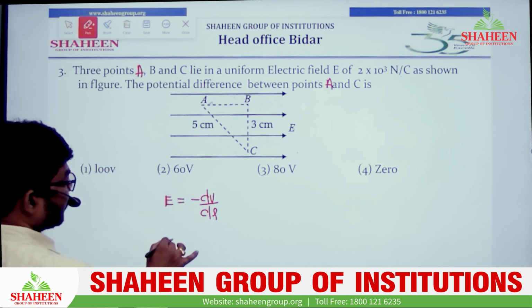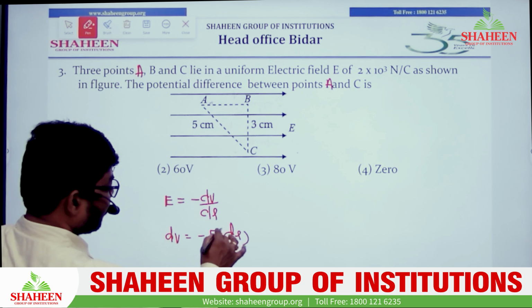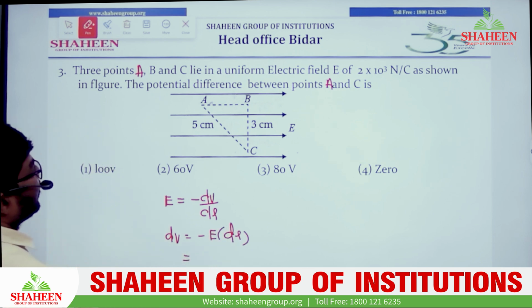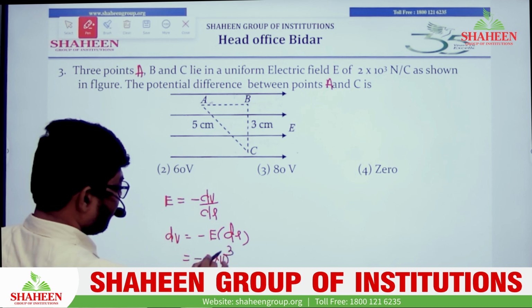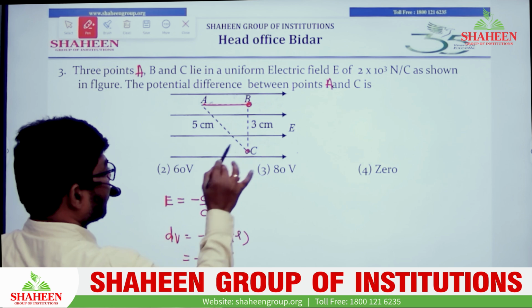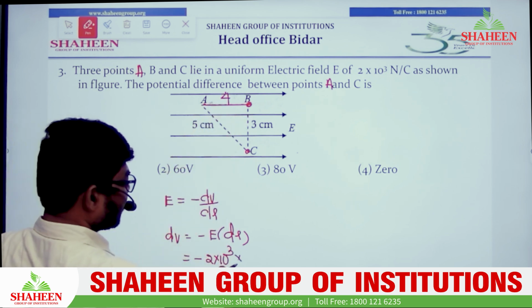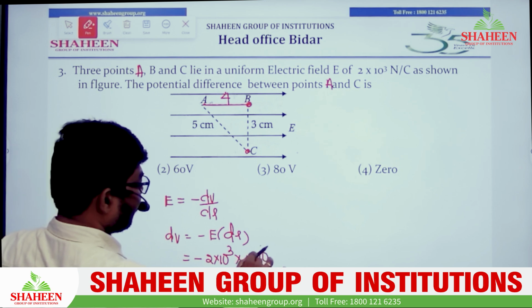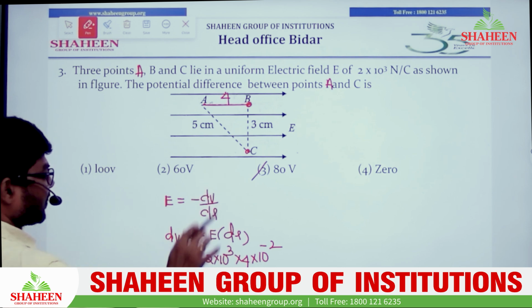dV is equal to minus of E into dr. So what is the electric field here? The electric field is given 2 into 10 power 3. So distance A, because of C का B का potential same है, A distance 4 centimeter हो जाता. This is 4 into 10 power minus 2. It should be 80 volts. Potential difference is 80 volts.